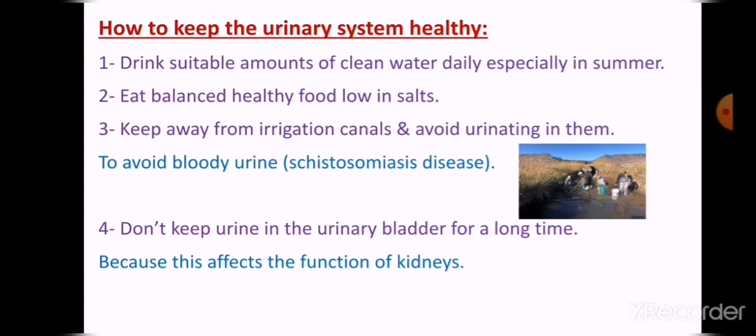The last precaution to keep your urinary system healthy: don't keep urine in the urinary bladder for a long time, because it affects the function of the kidneys, harms the kidneys and harms your urinary system.